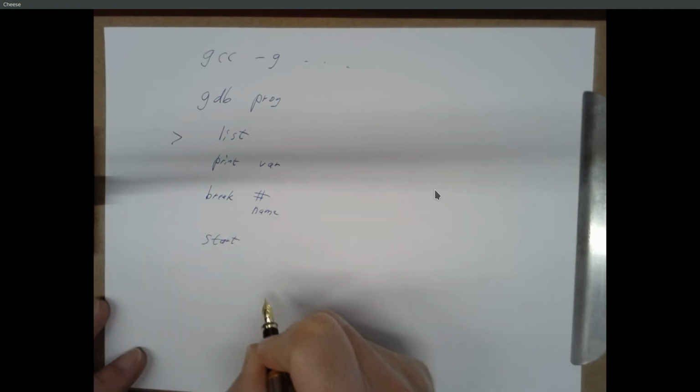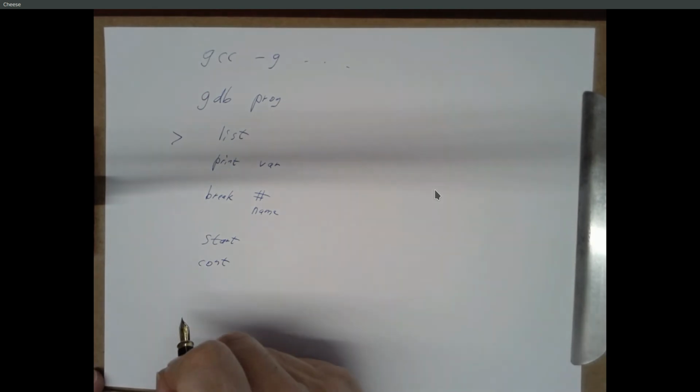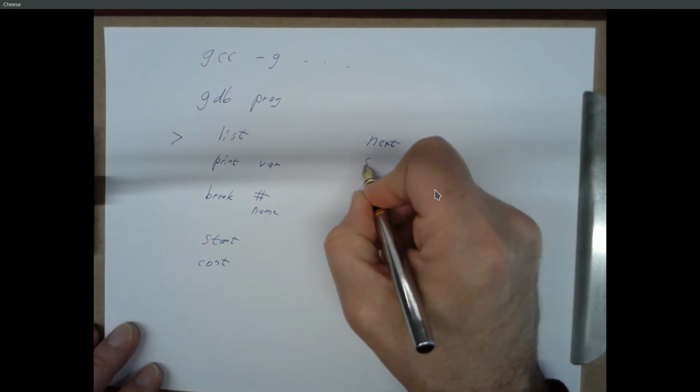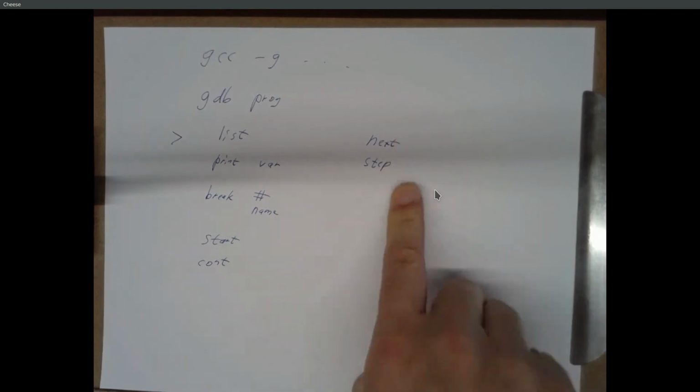Start is how we start the whole action. Continue is how we tell it to keep running after it's hit a breakpoint. And then we can go line by line by saying next or step. Next is a step over. So if our current statement is a function call and we say next, it'll come back after that function returns. If we say step and our current line is a function call, it will stop after the first line of that function. So it's a step into versus a step over if you've done 270.